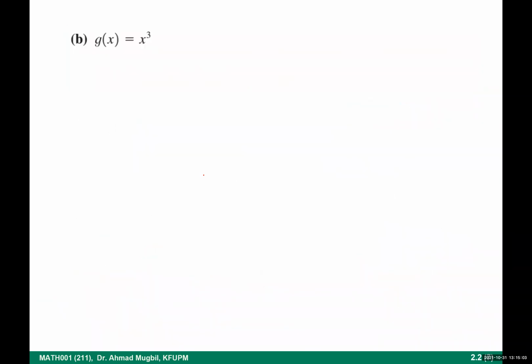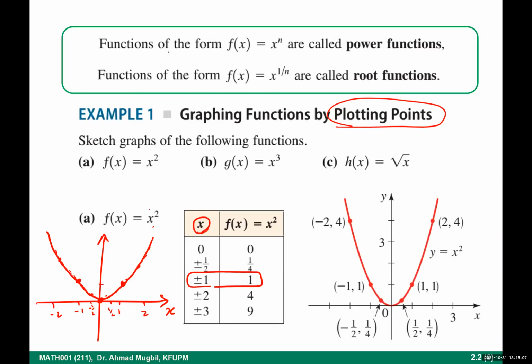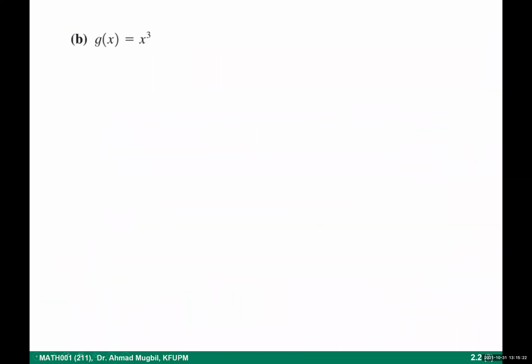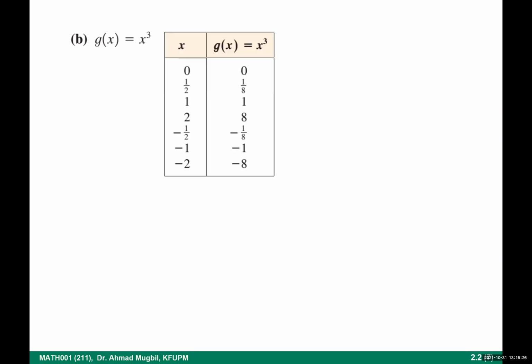X to the power 3. Now, by the way, if you want to sketch the graph of x squared, you will not use plotting points anymore. You know how it looks like. Khalas. When you have y equals x squared, you will just write it like this. That's it. Now x to the power 3. If you don't know how it looks like, use a table of values and plot points.